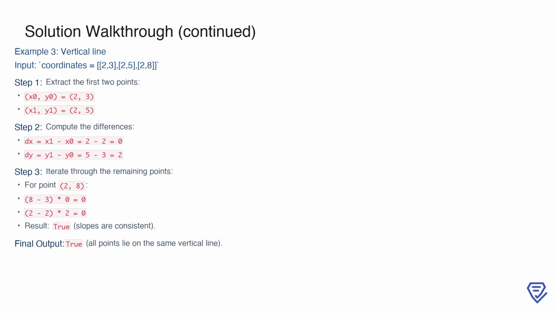Next, for the point 2, 8, we calculate y0*dx as (8-3)*0 equals 0 and x0*dy is (2-2)*2 equals 0. Both expressions evaluate to 0, confirming that the slope is consistent. Since all points align vertically, the output is true, verifying that the points lie on the same vertical line.